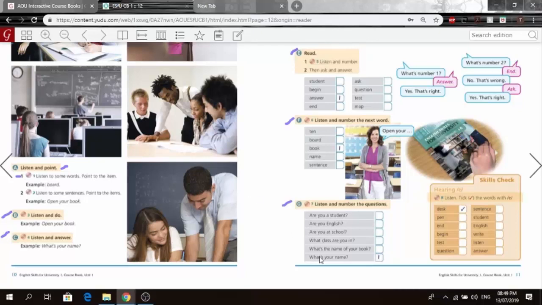So obviously number 1 is what's your name? Number 2 is are you English? Number 3 is are you at school? Number 4 is are you a student? And finally number 5 is what class are you in? Okay? And oh, we have one more. Number 6 is what's the name of your book? Okay?